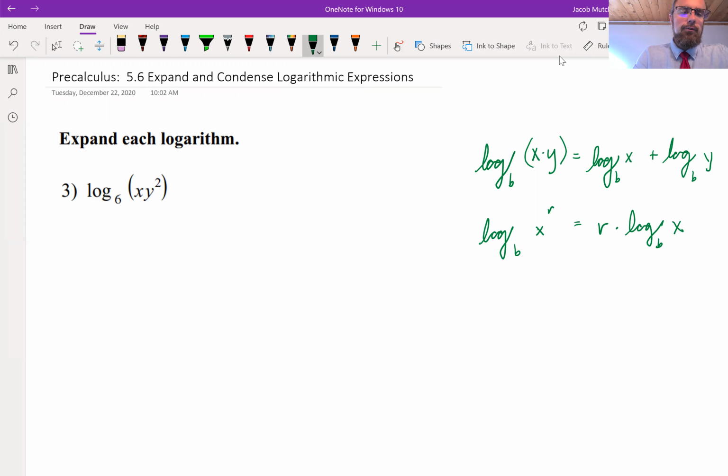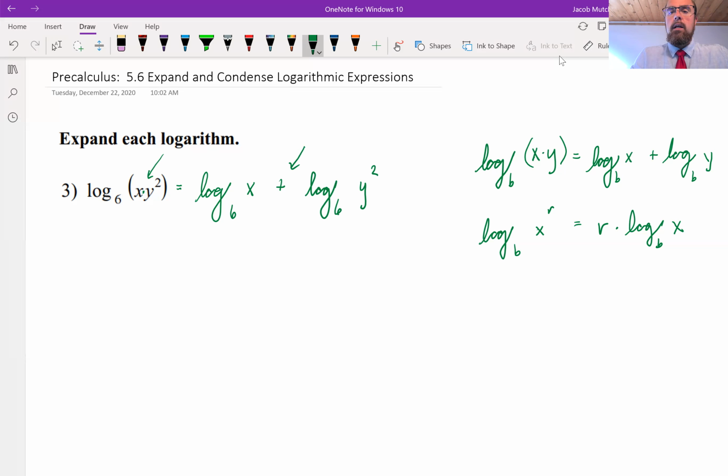I'm going to first of all apply the product of a logarithm property. So this logarithm base 6 of xy squared is equivalent to logarithm base 6 of x plus logarithm base 6 of y squared. So in that step, I'm just converting the product into a sum.